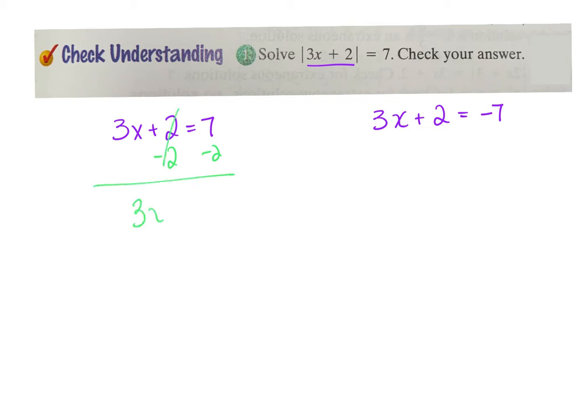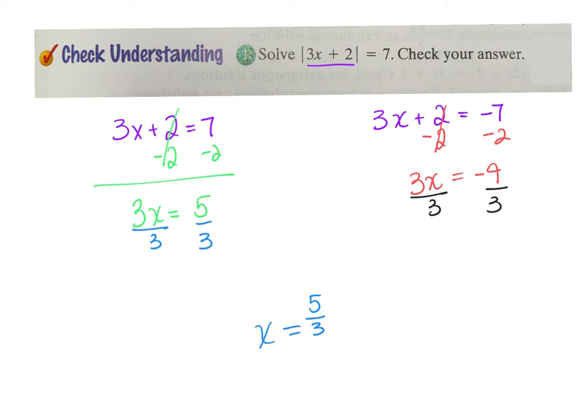Subtract the 2 from both sides. You will get 3x equals 5. Divide both sides by 3. One of your answers will be 5/3. We'll do the same thing over here. Subtract the 2. You will get 3x equals negative 9. Then divide by that 3. And your other answer here will be negative 3. So your final answers are 5/3 and negative 3.